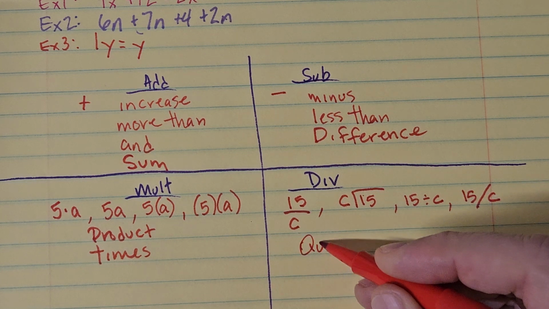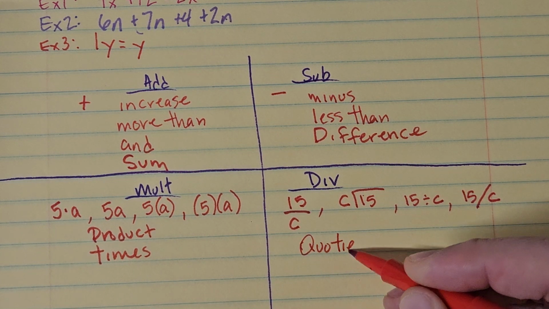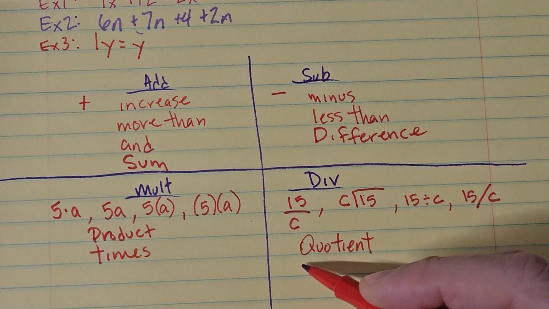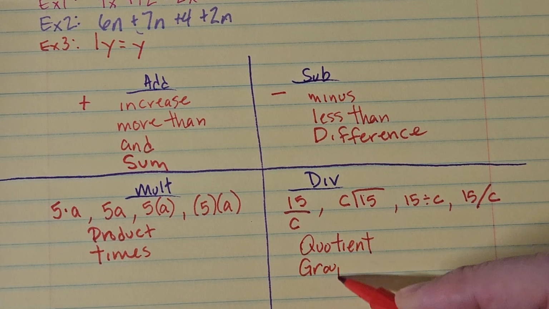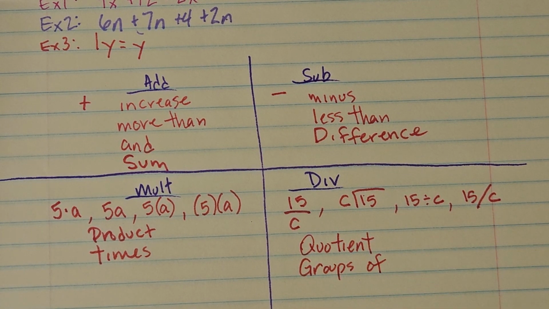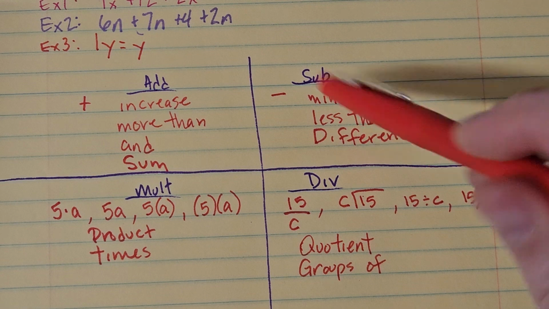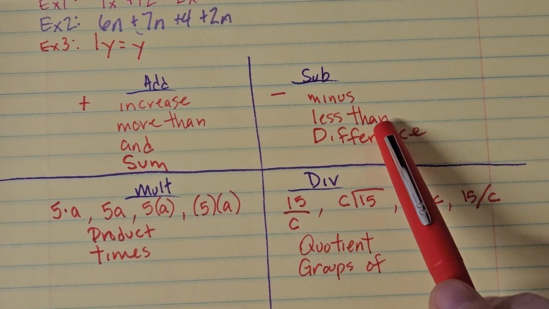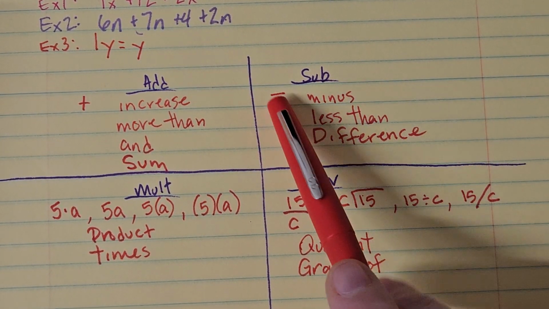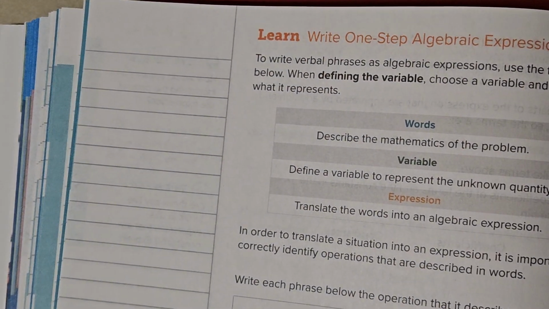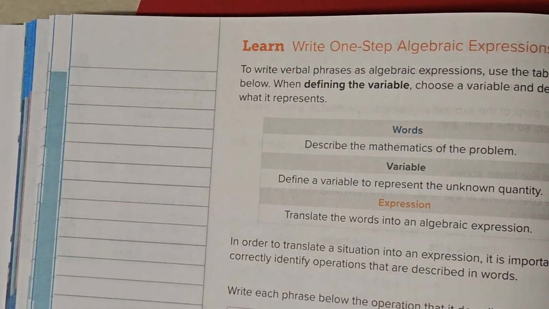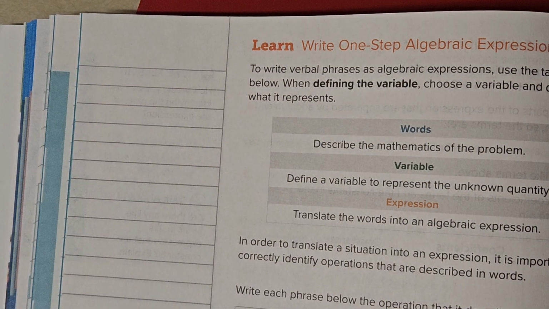Division, the word quotient is the answer when you divide. Sometimes groups of means to do division. Okay? This is how we're going to start translating English into Mathlish. We have to know the English words, recognize them, and then that tells us what we need to do. You've been practicing this for a very long time. I know this video is getting long. We'll try to do our best.